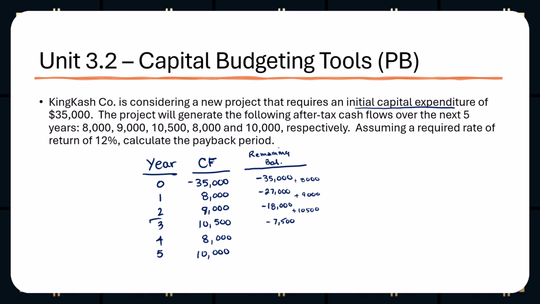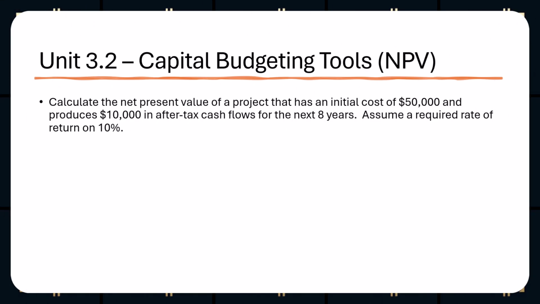What that tells me, again, is the payback period is somewhere between the end of year 3 and the end of year 4. So my number starts with a 3. Then I take the absolute value of the remaining balance and I divide it by that next cash flow of 8,000. And what I find is that the payback period on this project is 3.9375 years.